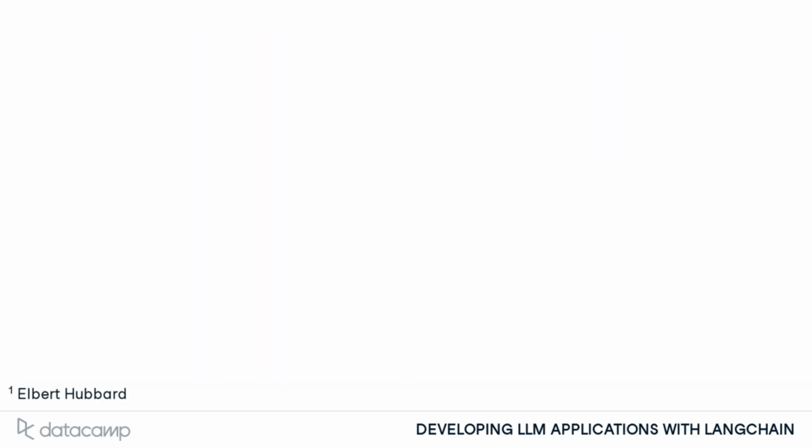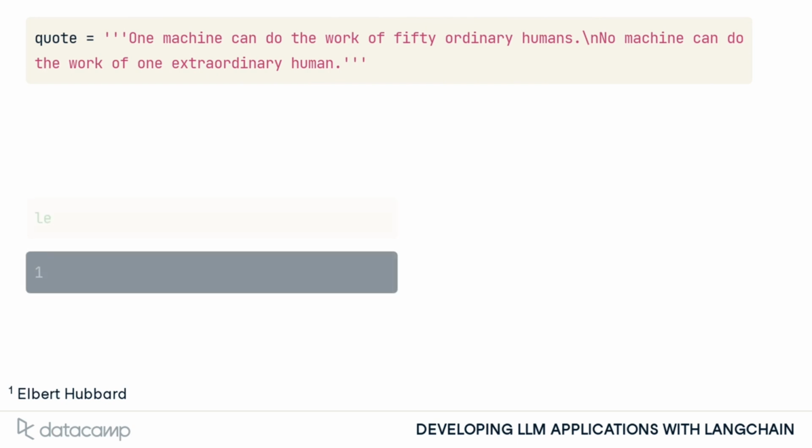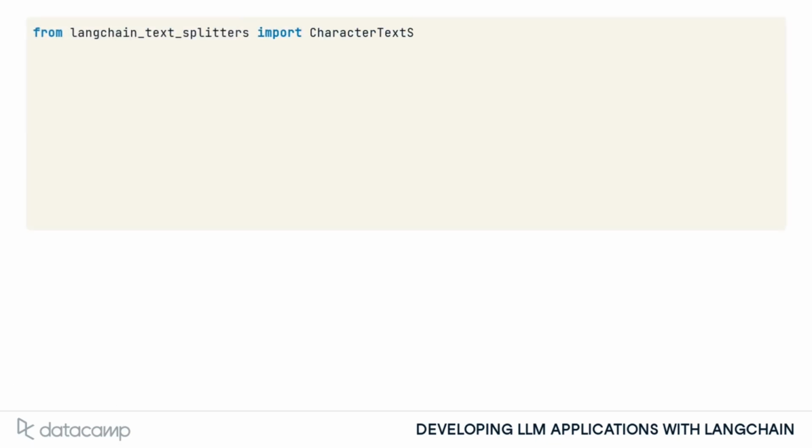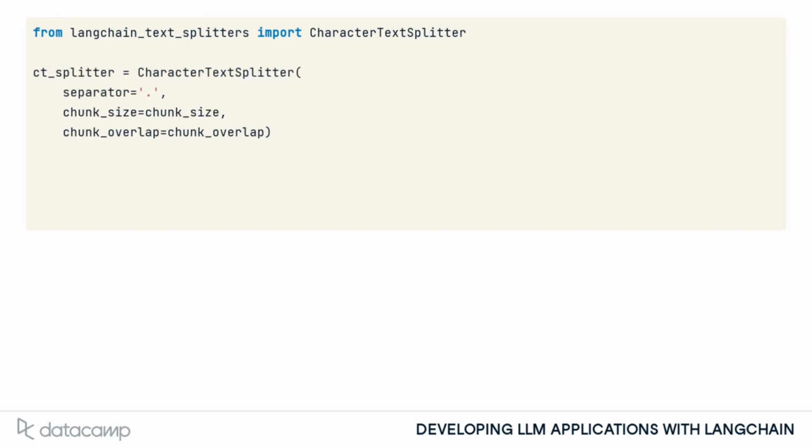As an example, let's split this quote by Elbert Hubbard, which contains 103 characters, into chunks. We'll compare how the 2 methods perform on this quote with a chunk size of 24 characters and a small chunk overlap of 3. Let's start with character text splitter. This method splits based on the separator first, then evaluates chunk size and chunk overlap to check if it's satisfied. We call character text splitter, passing the separator to split on, along with the chunk size and chunk overlap.